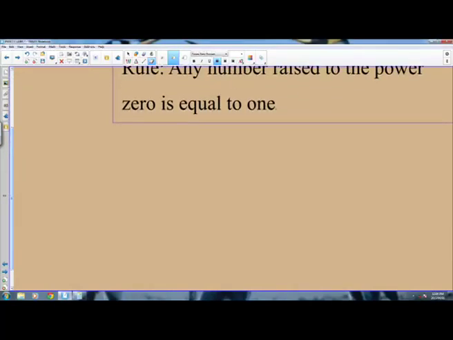Let us take, say, 100 to the power 0. Not degrees, but this to the power 0. We are saying any number raised to the power 0 is 1. So even when you raise 100 to the power 0, you don't get 100. You are going to get 1, because the rule says any number raised to the power 0 is 1.